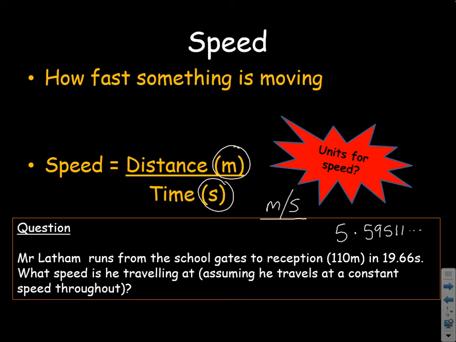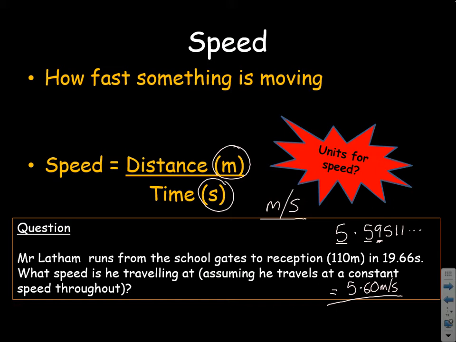And our answer gives us 5.59511... So we would round that, and the rule of thumb is we round to 3 significant figures. So there's our first significant figure, our second, and here is our third. So therefore this would round to 5.60 meters per second.